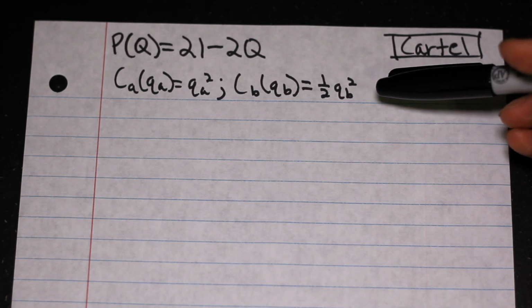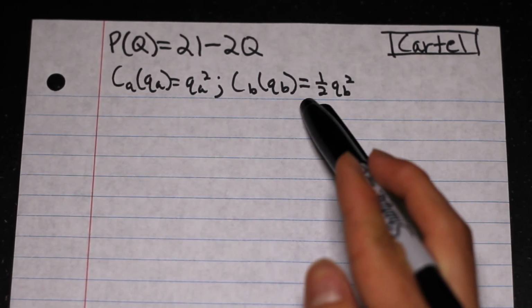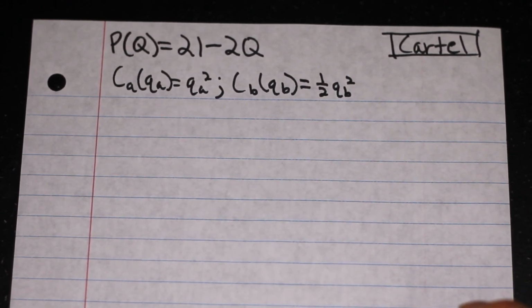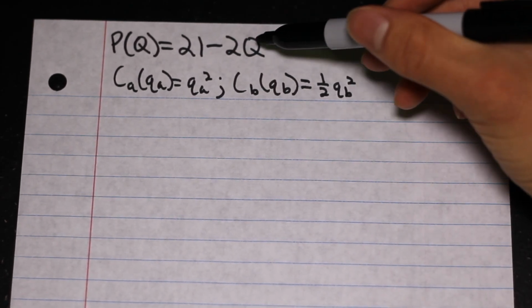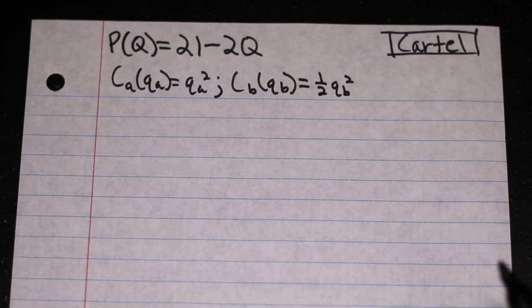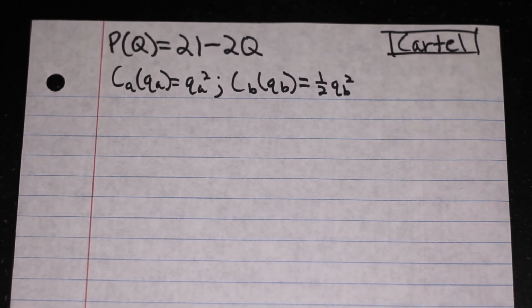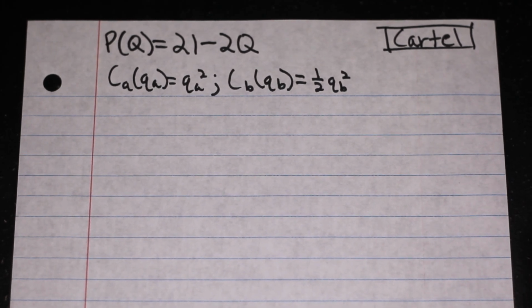Okay, and then so the cost equations are given by QA squared for Alex and 1/2 QB squared for Bob. Or in other words, Bob's costs are about half as much as Alex's costs. And here's market demand. So the total quantity demanded multiplied by 2 subtracted from 21 equals the market price. So now off of these three equations, we want to set up the cartel problem. Or in other words, what is the optimal quantity that the cartel should produce in order to maximize their profits?